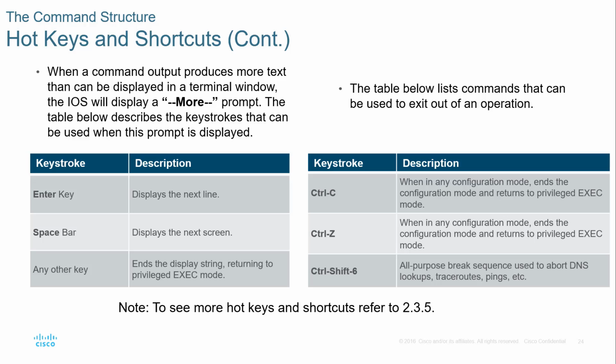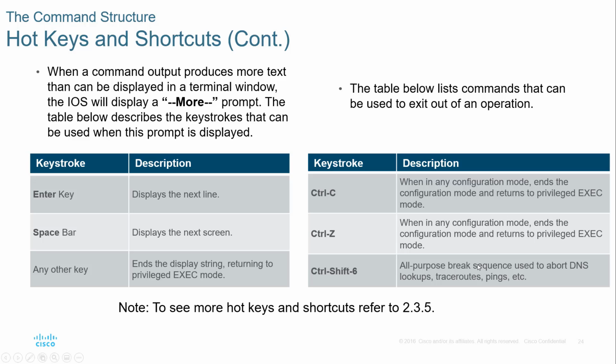Other shortcuts are things like Control-Z, which we've already talked about. Control-C, when in a configuration mode, will end the configuration mode and kick you back out to the privilege exec mode. Control-Shift-6 will be an all-purpose break sequence, so that you can break or kill something like a DNS lookup or a traceroute or a ping if any of them get stuck.